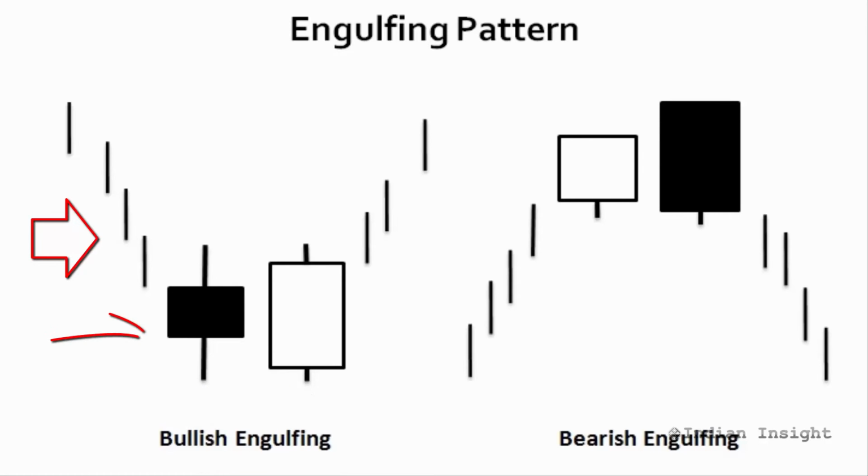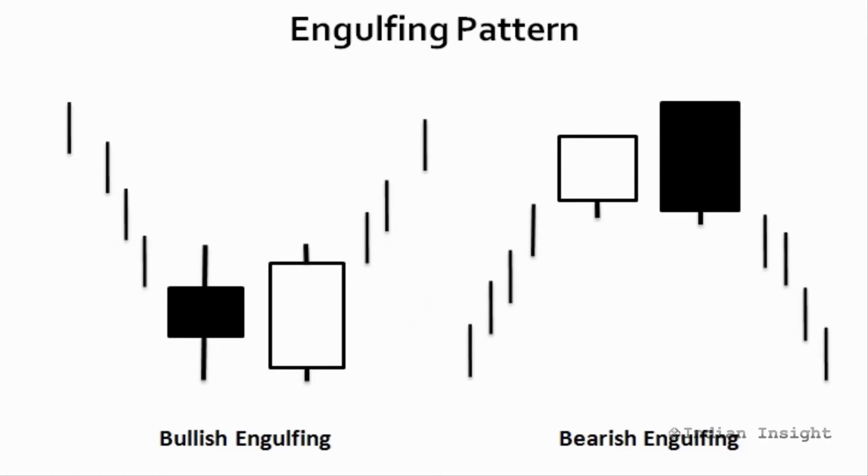The first candle in a bullish engulfing pattern is a black candle, which reinforces the recent downtrend. The next candle is a white candle, where the white body completely engulfs the previous period's black body. Now this indicates that the bulls have taken over from the bears.